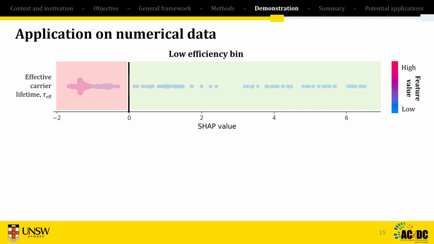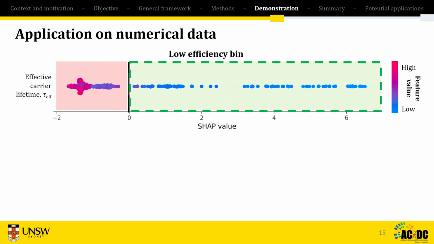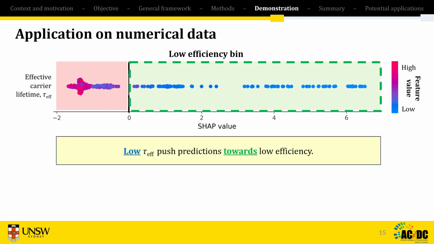Okay, let's look at the results for lifetime in the low efficiency bin. The blue points represent low values of lifetime, and we notice most of them in the green region, which supports classification into the low efficiency bin. This means low lifetime pushes predictions toward low efficiency.